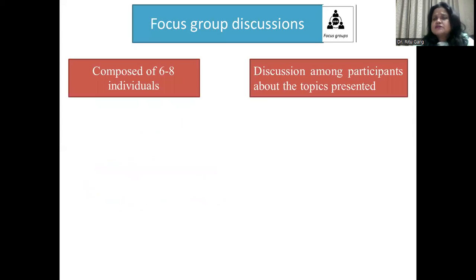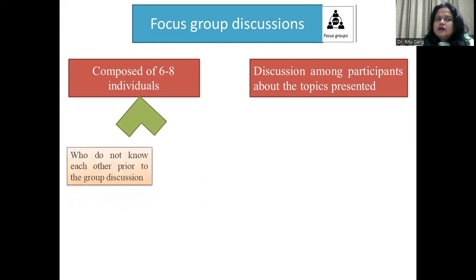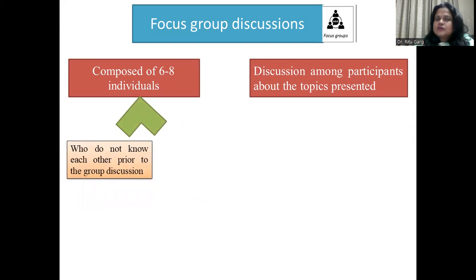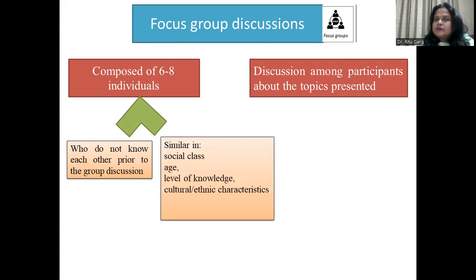Another method is focus group discussion, as the name suggests, group discussions. Here the group is composed of 6 to 8 individuals, and they discuss the topics presented. What kind of individuals should we select for these group discussions? These people should not know each other prior to the group discussion, and they should be like-minded people. There should be similarity in social class, age, level of knowledge, or cultural and ethnic characteristics. We call this kind of people homogeneous members.